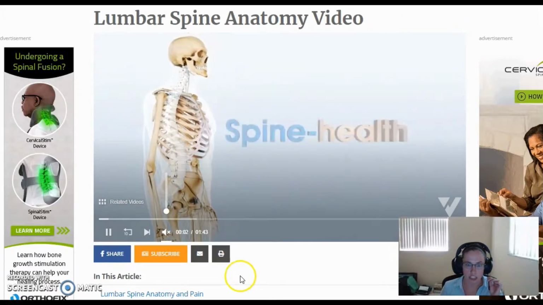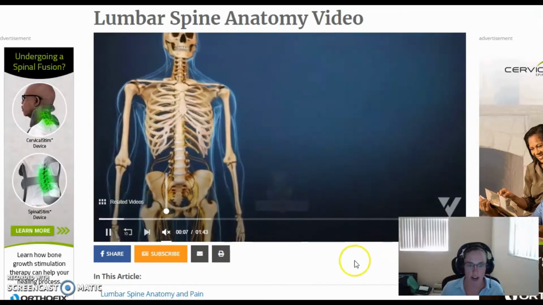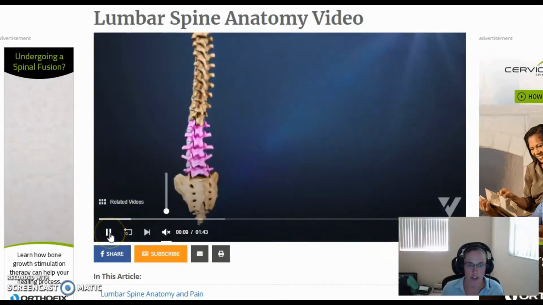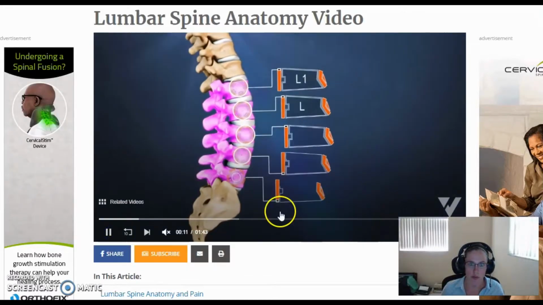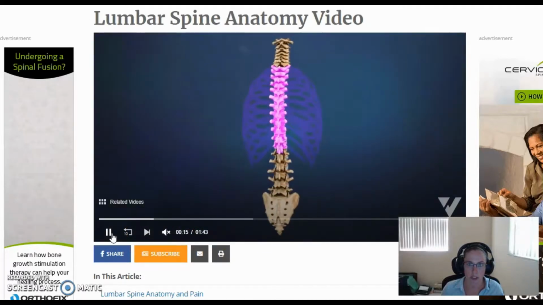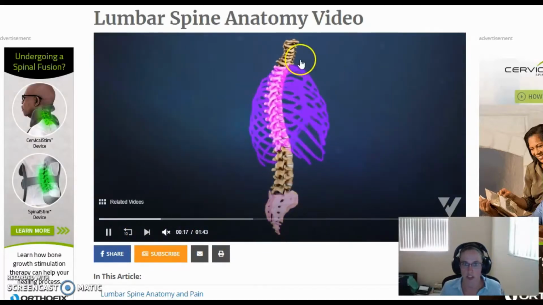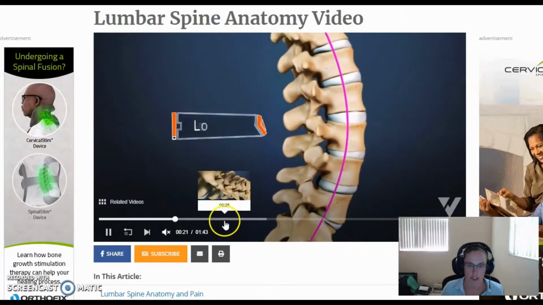What I wanted you to see is that you can look it up. You have 5 vertebrae, 5 bones in your lumbar spine, and you can see L1, 2, 3, 4, and 5, and it's going to go through and lay those out for you as well. It's right below the thoracic spine, which is the larger area of your back, and also above the sacrum.